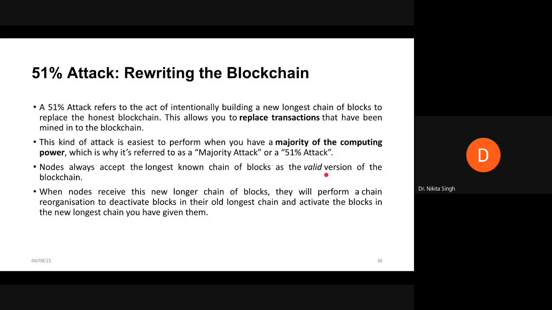So, if you are building a dishonest blockchain because you control 51% of the power, then what will happen is the previous blockchain that consisted of all the honest, valid, verified transactions would be deactivated because it would no longer be the longest chain, and it will deactivate those blocks, and chain reorganization will occur, and your chain, the dishonest blockchain, will become the new longest blockchain. So let us see how this actually happens.